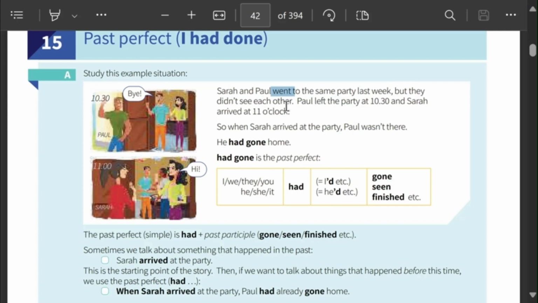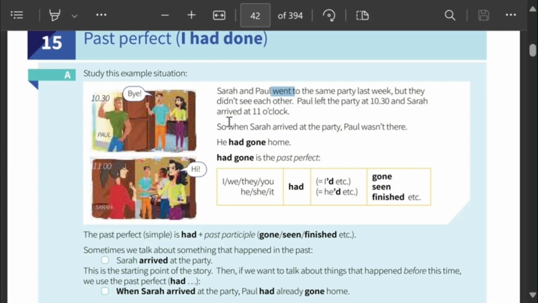Let's see why. Paul left the party at 10:30 p.m. You see, he's leaving here. 10:30 p.m. He was at the party, but he left. Okay, you use past simple to say this. He left. He left, okay? And Sarah, she arrived at 11 o'clock. So she arrived after he had left.